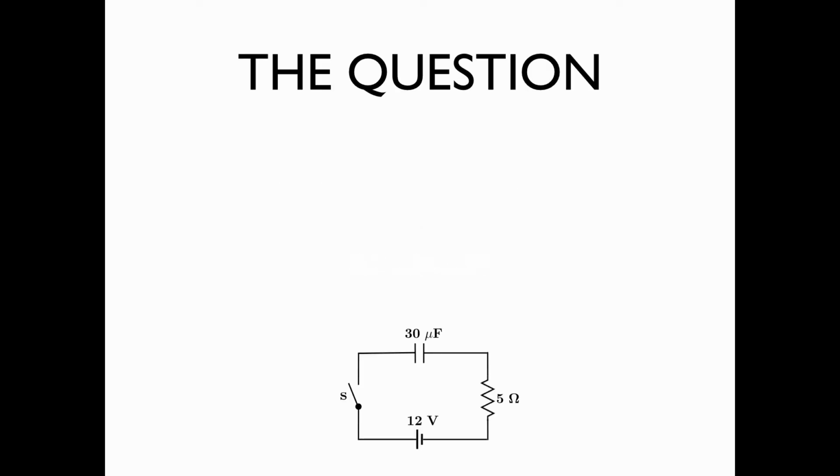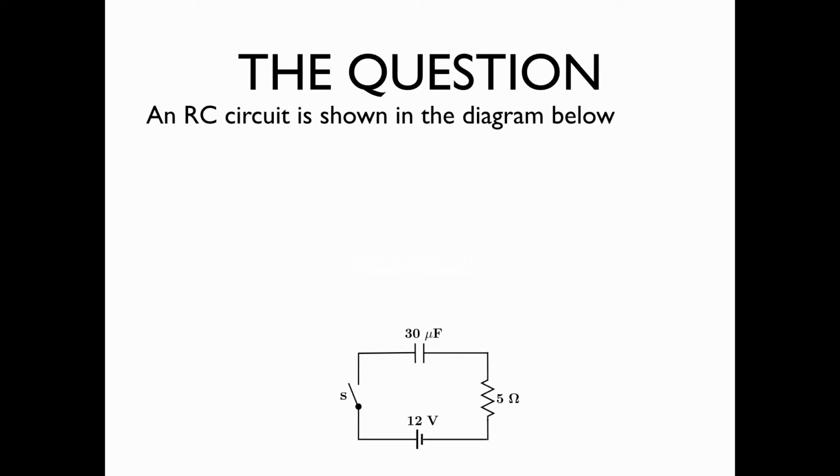This is video 20.5. We will be looking at a simple RC circuit. The question: an RC circuit is shown in the diagram below. It consists of a resistor, a capacitor, a battery, and a switch.